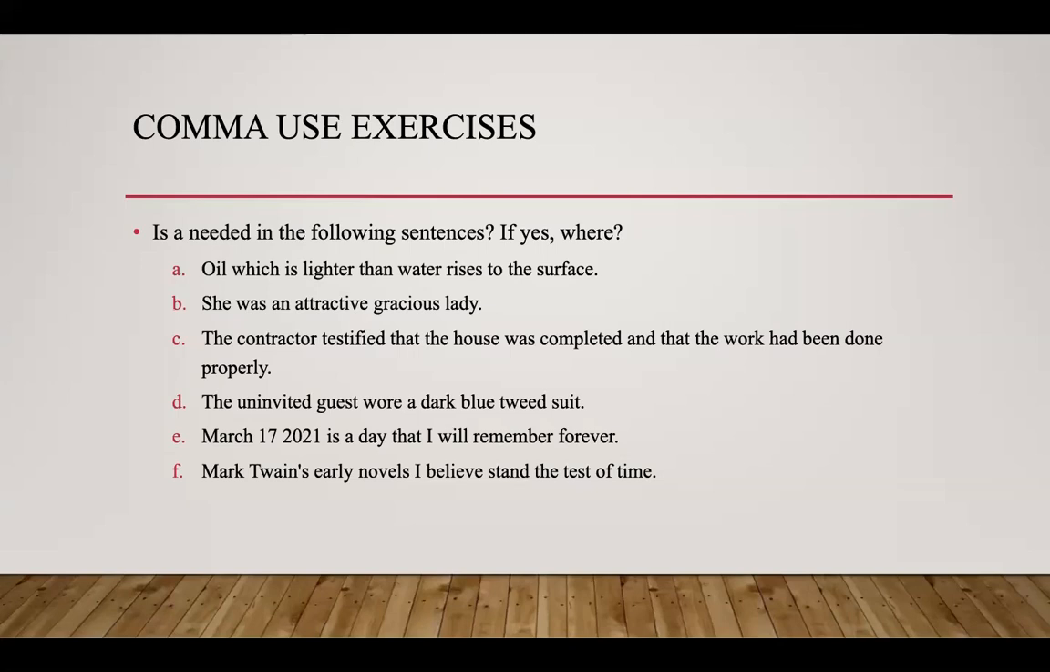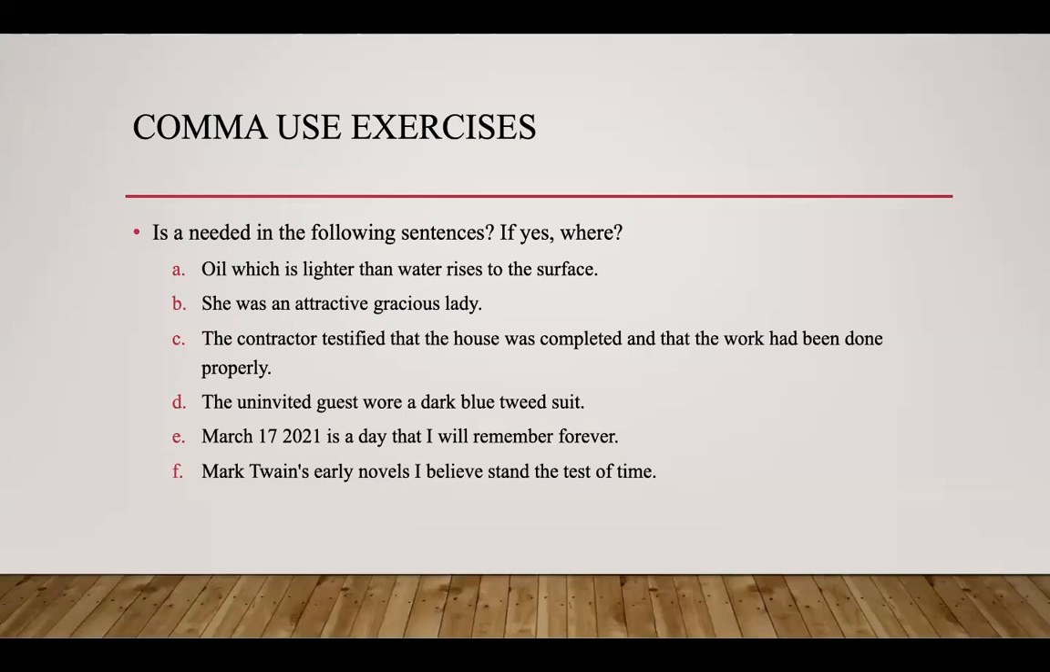Excellent. Number B: she was an attractive, gorgeous lady. Now, do we need a comma here in B? Yep, exactly. After the word attractive, we need a comma. Why? Because of a simple test you can do: if you can insert and between the two adjectives, then you should insert a comma. I can say, for example, she was an attractive and gorgeous lady, perfectly fine. So we should place a comma.